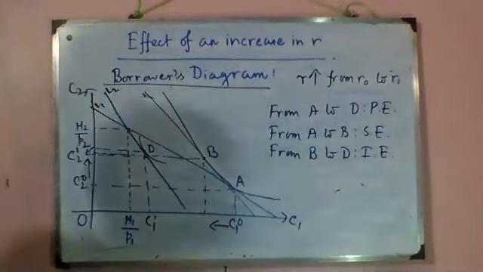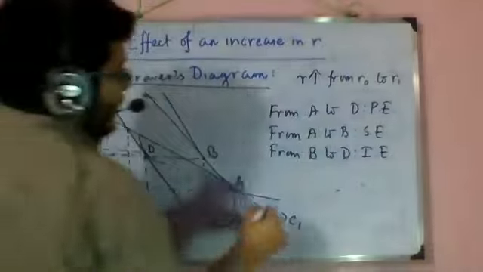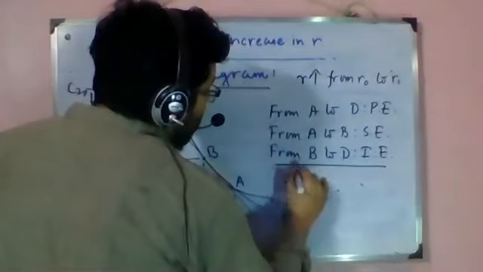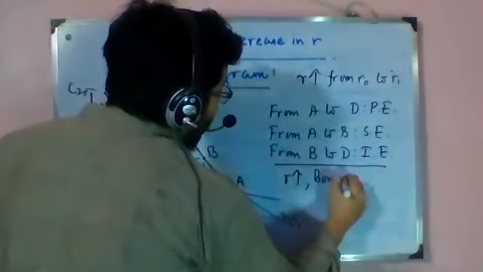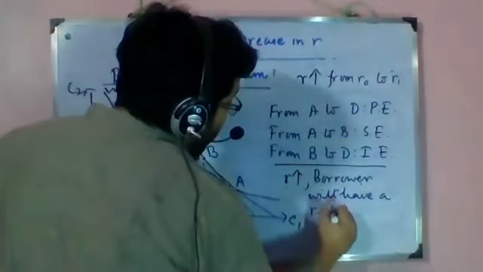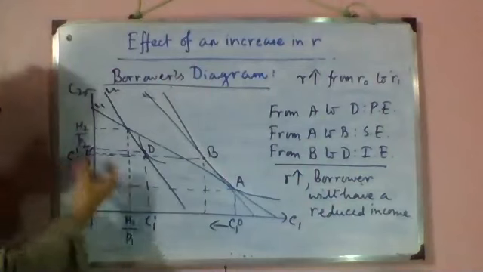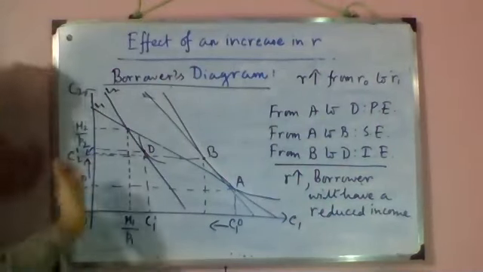Now, with income effect, what is happening? With income effect, R has increased. The person is a borrower, right? So the borrower will have a reduced income, right? Why? Because the borrower's interest payment becomes higher, so the income will reduce. So definitely, you will choose a bundle which is on the lower side.